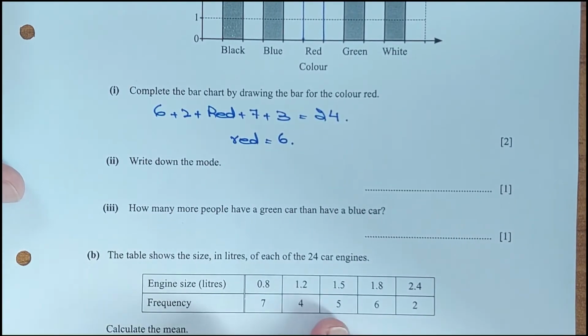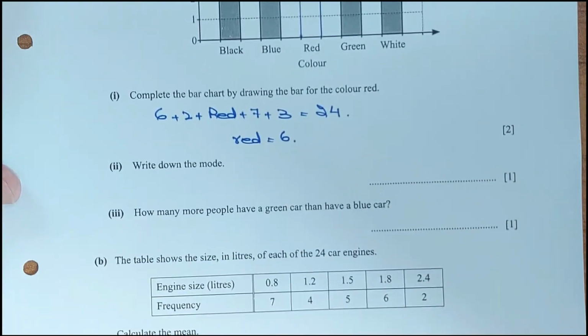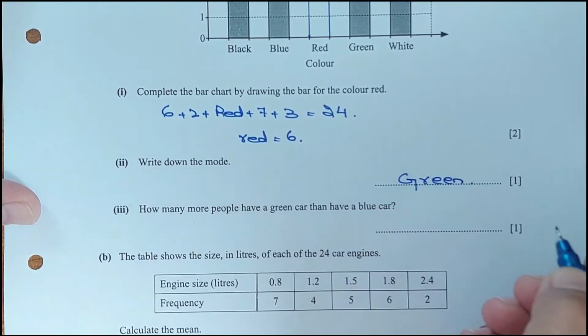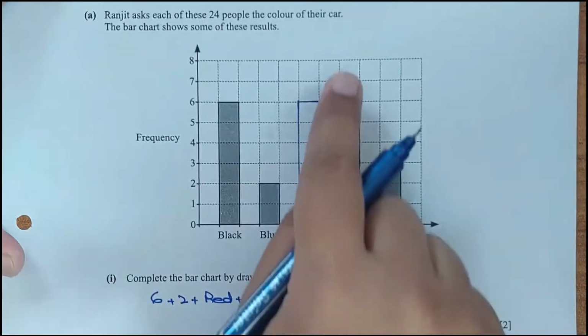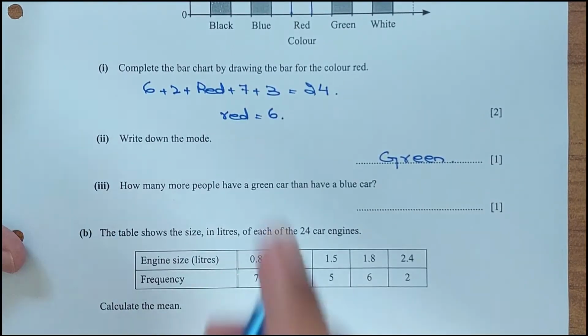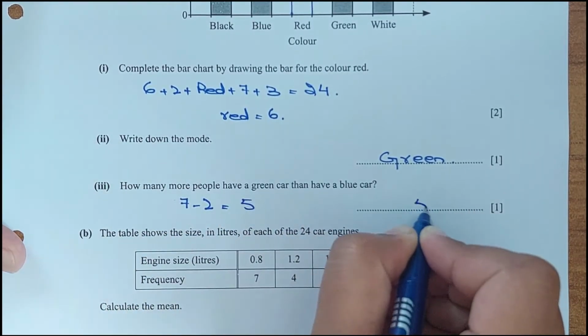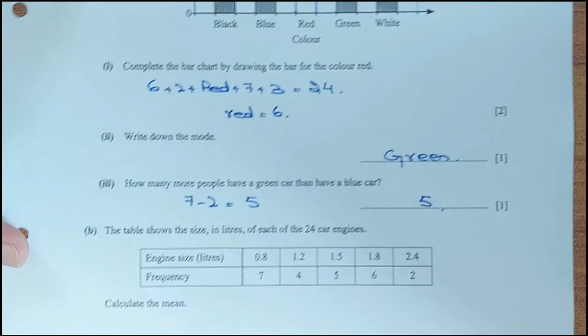Now for the second part, write down the mode. Mode is the most frequent, so the most one is green. Right, green is the mode. Number 3, how many more people have a green car than a blue car? So green and blue. Green are 7 and blue are 2. Right, so green is 7, blue is 2, which gives 5. So 5 more people have a green car than a blue car.